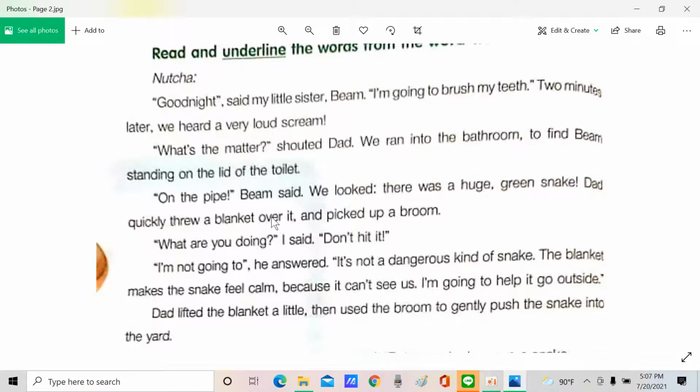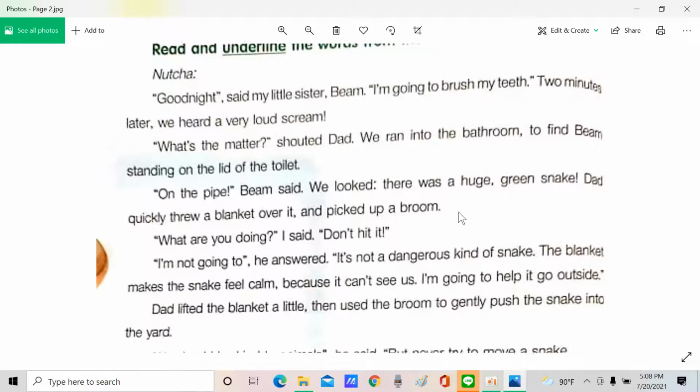Natcha thought that her dad would hit the snake. But the father said no. Natcha said, "Don't hit it. Don't hit it." But the dad answered, "I'm not going to." So dad said he won't hit the snake. So what was their dad doing? Why did he pick up a broom?